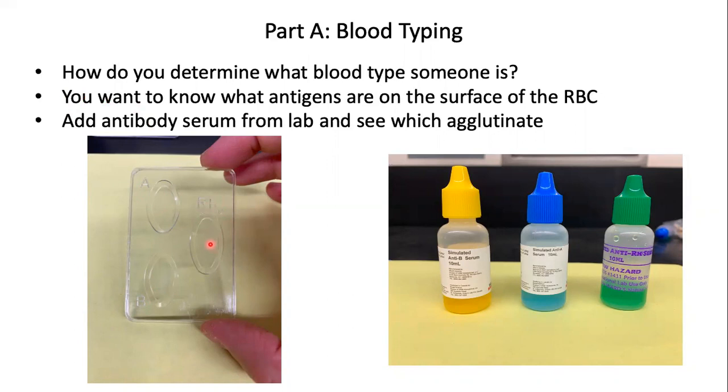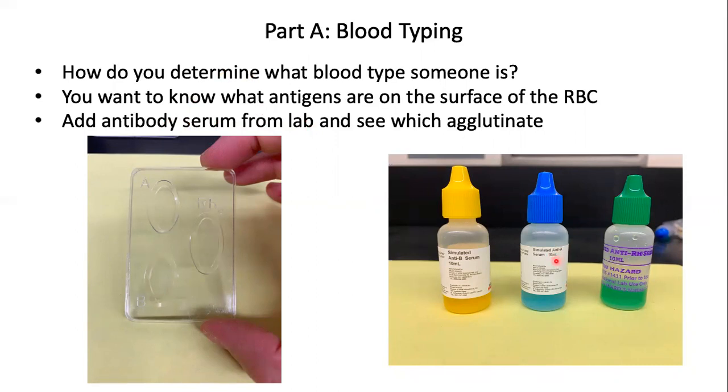And you don't know what blood type this is, but you want to figure out what blood type it is. Okay, so you're going to add antibody serum that we got from like Carolina or from Sigma Corporation and see which one agglutinates. So if you take a look at the picture, oh, this should be in order and it's not. So here's antibody A serum. What does this contain? This contains A antibodies. That's why it's called anti-A. That stands for A antibodies.